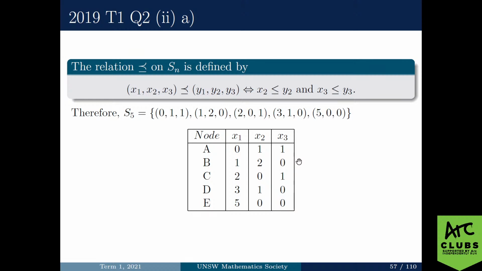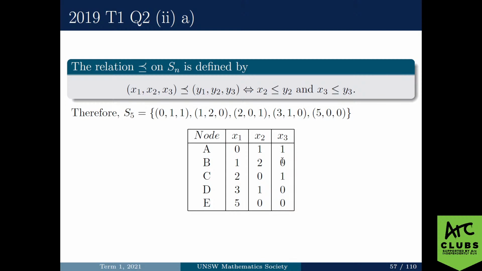So now we want to draw a Hasse diagram, which is basically several nodes connected together based on whether they're related to each other or not. So we want to find which tuples are related to each other. And remember that two tuples are related if the x2 value is less than or equal to the y2 value, and the x3 value is less than or equal to the y3 value. So it'd be good to make this table of x2s and x3s so that we can compare the nodes.